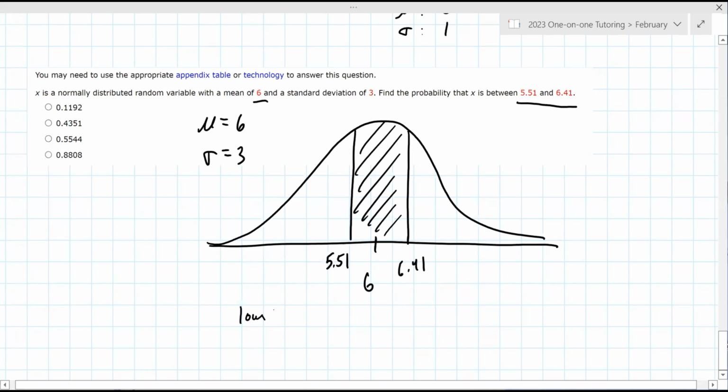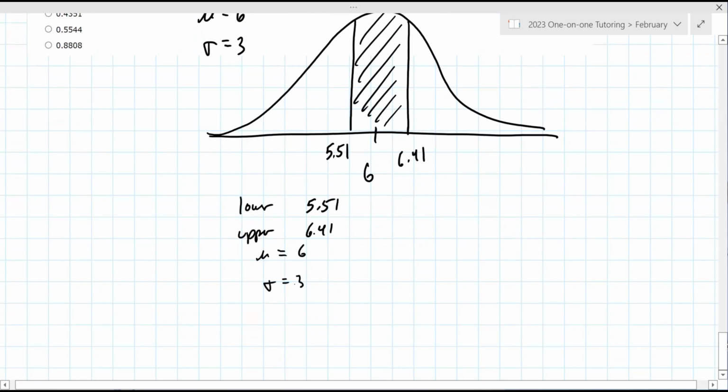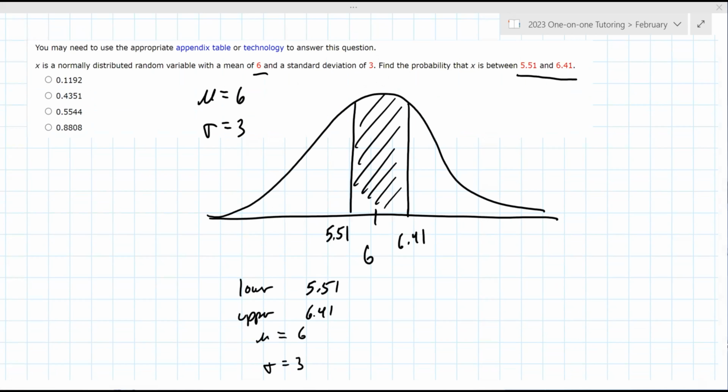So your lower you can think of as being the left. That's 5.51. Your upper is the 6.41. Your mu is 6 and your sigma is 3. So you want to make those adjustments on your calculator there. Enter. Yes. 0.119. Is that one there? It is. Good. I'm a little slower on my side.